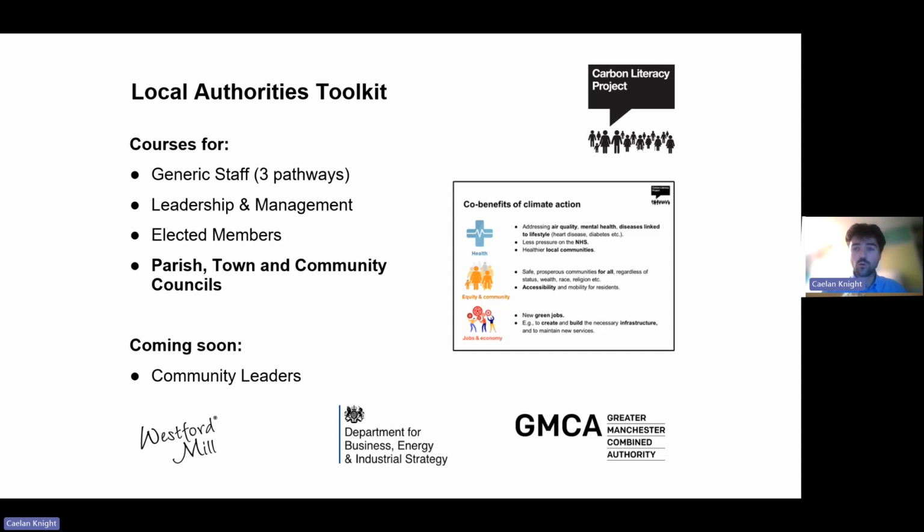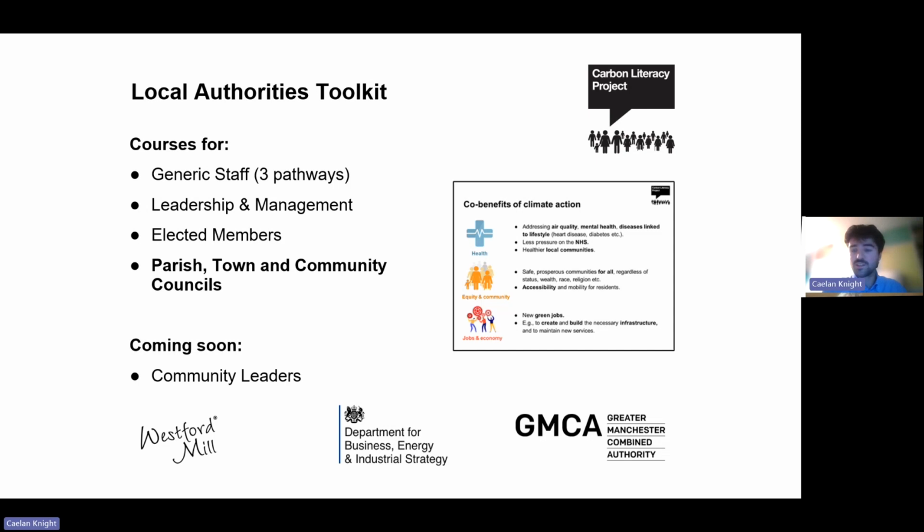The courses follow a very similar model, but they all differ in the case studies, the examples and the activities that you do, and each relates very specifically to what an elected member does, or someone working in the senior leadership team at a local authority, or someone who is a member of a community council. We also have a community leaders course that we'll be launching in October.